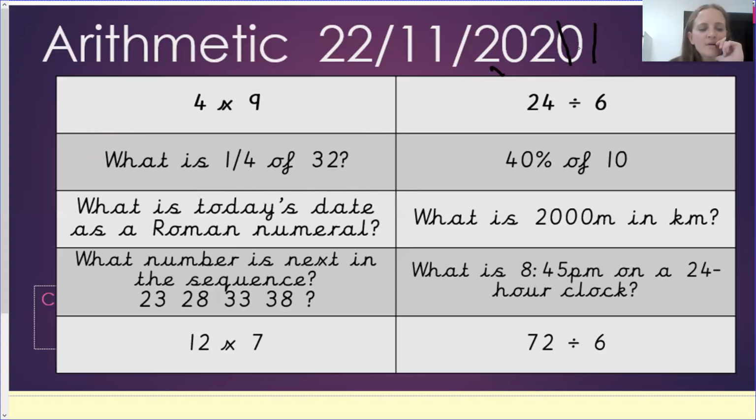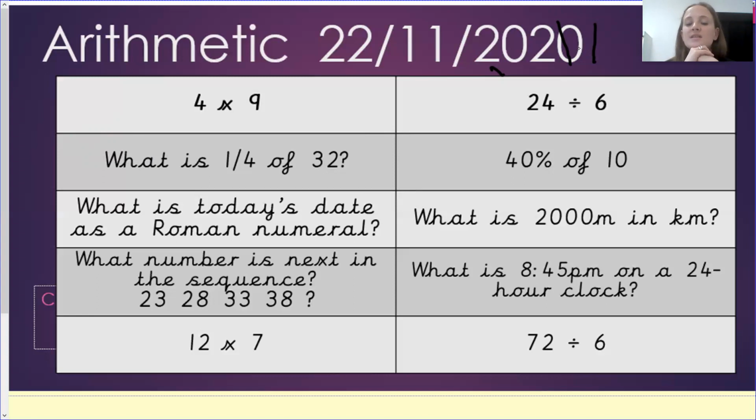Right, what number is next in the sequence? We have 23, 28, 33, 38. Write the next number, and if you can write the next 2 numbers, that's fantastic. So complete that sequence for me. Then we have 12 times 7. We have 24 divided by 6. We have 40% of 10.